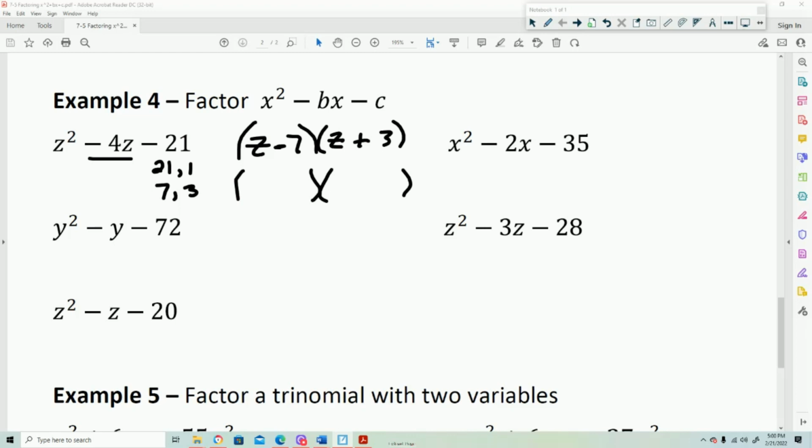Here we've got 35. 7 and 5 work really well because I know the difference of 7 and 5 is 2. So I'm going to put an x here and an x here, a 7 here and a 5 here. I know they're alternating signs. Two subtraction signs give me that. But the middle term's negative, so the largest number has to be negative. The smallest number needs to be positive.